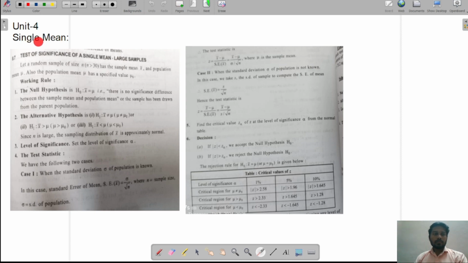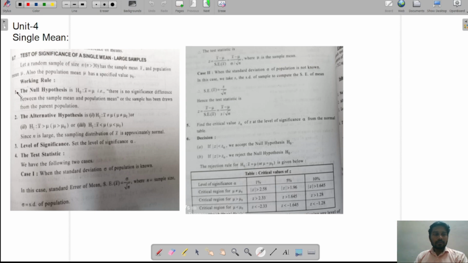Now we'll go to the working rule of the single mean. Let a random sample of size n greater than 30 have a sample mean x bar and population mean nu. Also, the population mean nu has a specific value nu naught. So there is a mean of the population and a mean of the sample, and we also have the size of the sample. Then we'll see how to find a solution for this.